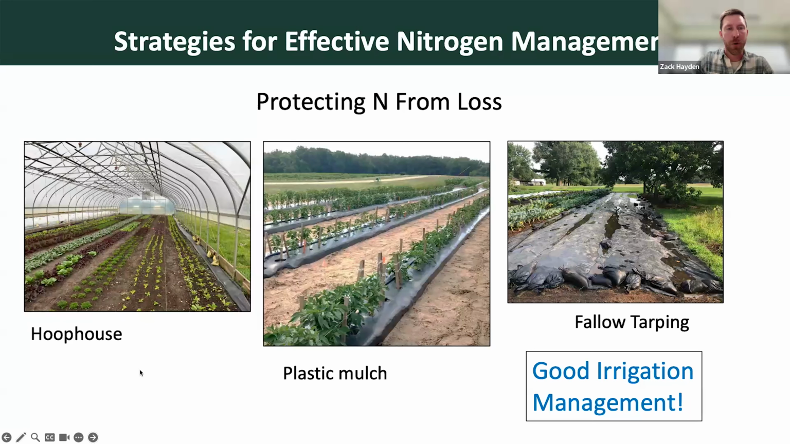So things like plastic mulch, if you're working in a hoop house, you're controlling basically the water that is moving through those soils. Fallow tarping on a smaller scale is also something that's gaining a lot of use as well. But again, good irrigation management is the key because if you're over irrigating below the root zone in any of these situations, the covering is not going to be that effective.